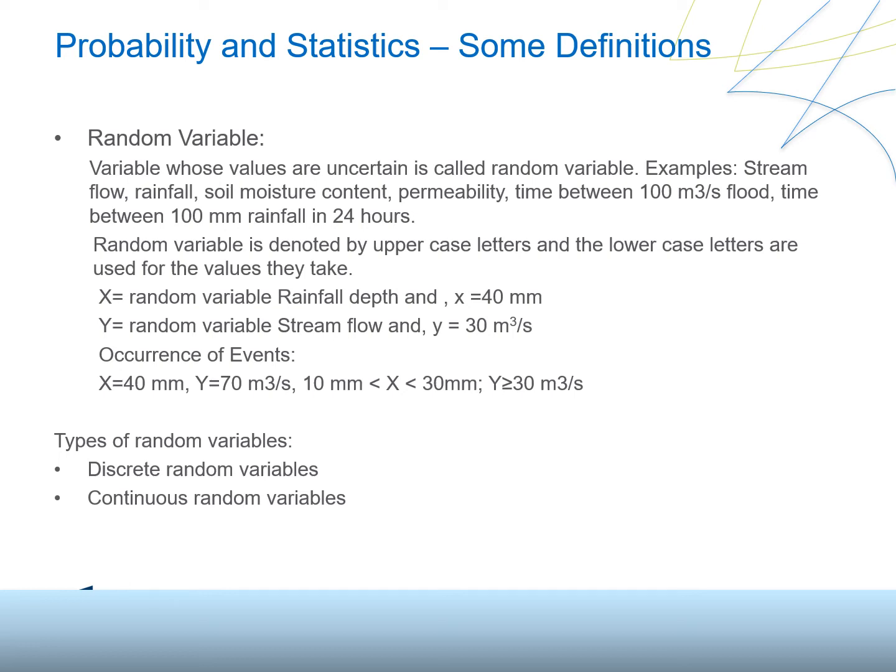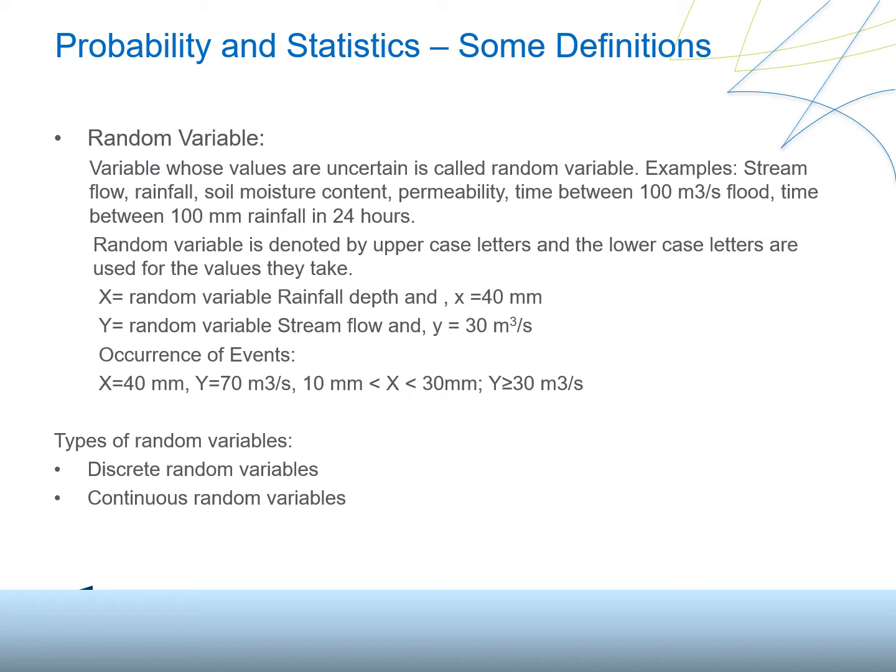Let's talk about some definitions that we use in probability and statistics. The first one is random variables. So what is a random variable? Variables whose values are uncertain are called random variables. This means a variable whose value cannot be known in advance until it actually takes on a particular value.